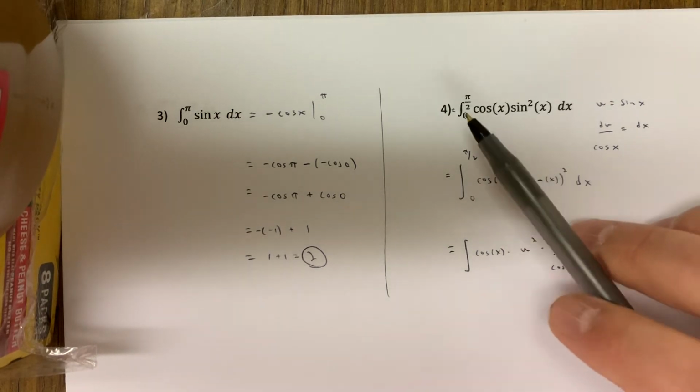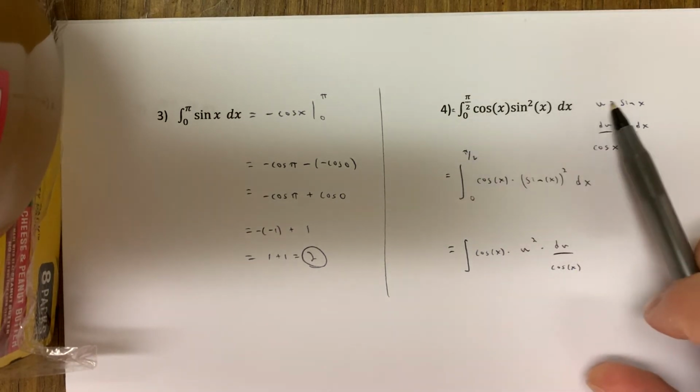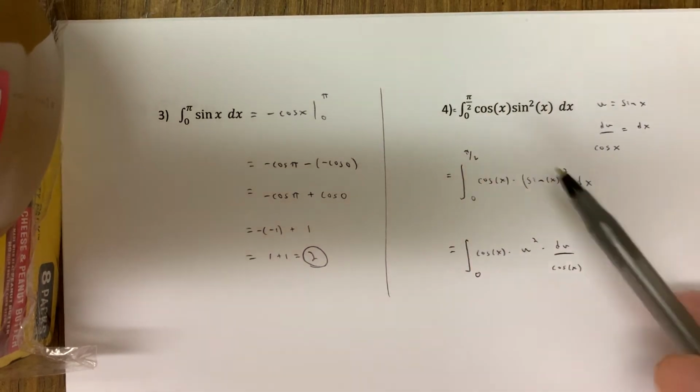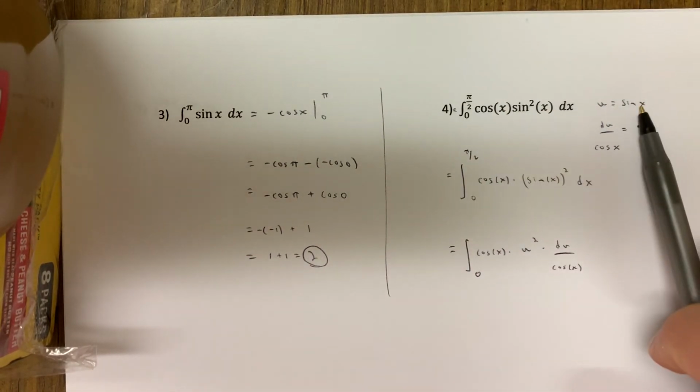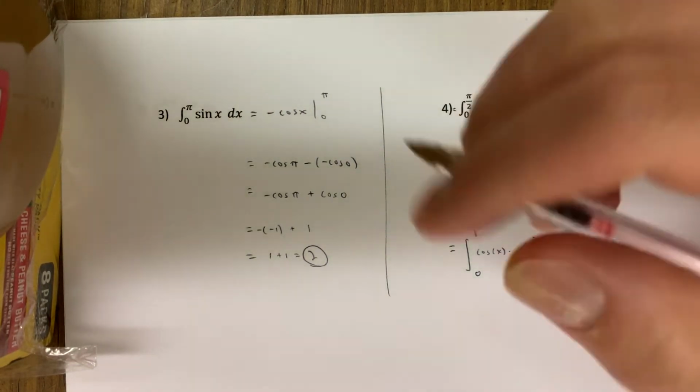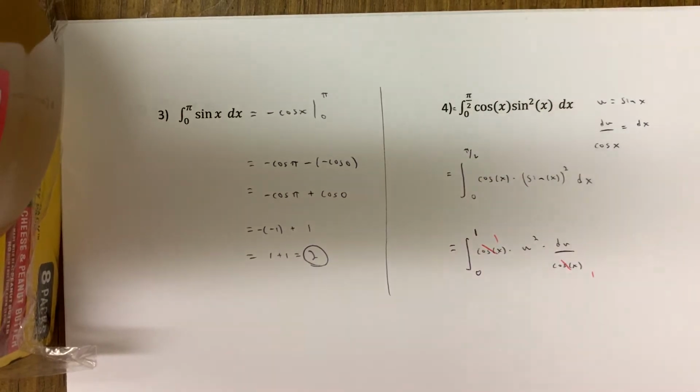You got to know some trig. When x is 0, u is equal to the sine of 0, which is 0. Yay, we kept that 0 bound. And when x is pi over 2, u is equal to the sine of pi over 2. And what's the sine of pi over 2? 1. All right, so maybe it made the bounds a little bit easier to deal with right there. The cosine x's cancel out. What's an equivalent integral?